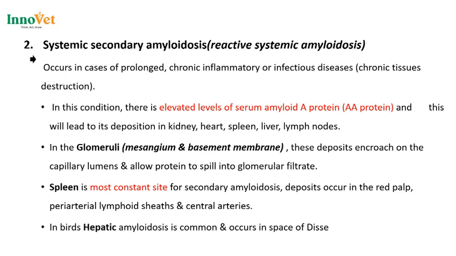So the space of Disse is the space between the hepatocytes and the sinusoids, and that space is very important because it is where exchange of materials between the sinusoid and the hepatocytes occurs. So when it is affected, we shall have death of the hepatocytes because they will not be nourished.